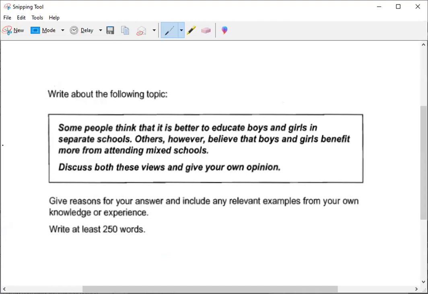Now remember the introduction that I told you about, where you paraphrase the topic in your own words. This part from "some" to "mixed schools" is your topic, and this is your question. So you can first summarize this in other words. Try to use different words for words like schools, boys and girls, education, all of that. You can put them in your own words and make this paraphrase really concrete.